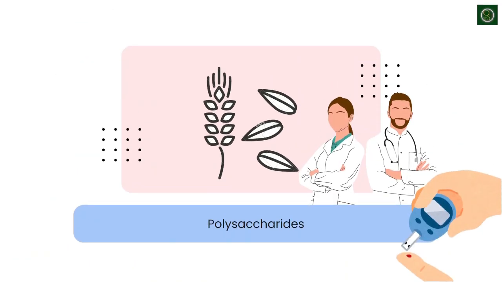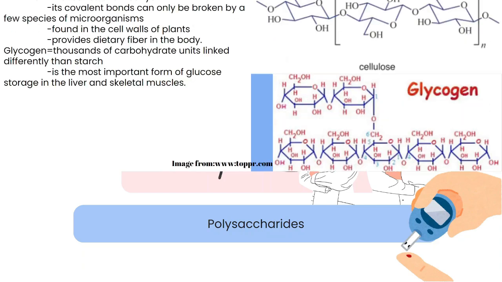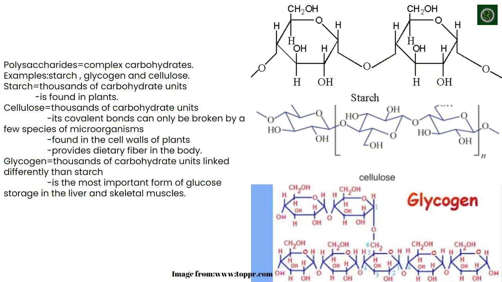Polysaccharides are complex carbohydrates. Examples of complex carbohydrates are starch, glycogen, and cellulose. Starch is made up of thousands of carbohydrate units and is found in plants. Cellulose is also made up of thousands of carbohydrate units. Its covalent bonds can only be broken by a few species of microorganisms. It is found in the cell walls of plants and provides dietary fiber in the body.